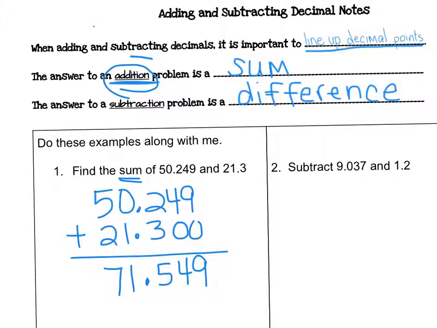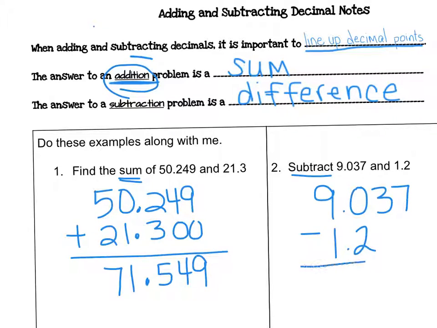Number 2, now we are subtracting. So we're going to start out the same way by first rewriting that problem vertically, so the decimal points are stacked on top of each other. So we have 9 and 37 thousandths minus 1 and 2/10. Okay, notice those decimal points are right on top of each other. Again, fill in with the zeros, and we are ready to subtract.